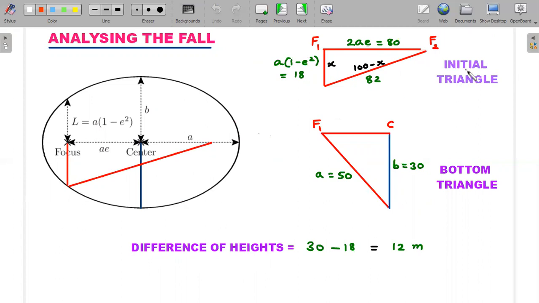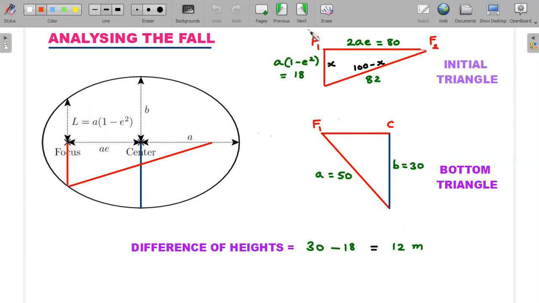Not only that, the final triangle, that is the triangle where the person would be at the bottom, would be formed like this. I've taken half of the triangle. Can you see the focus, this length, this center, and this one? That is what is being depicted here. And this half length is 50. This b has been already ascertained as 30, and this F1C is something which you can easily find as 40, but it's not needed here. So with this situation, you could see that the height difference is from 18 becoming 30. Therefore, the fall in height is 12 meters, which is useful in your work energy theorem.